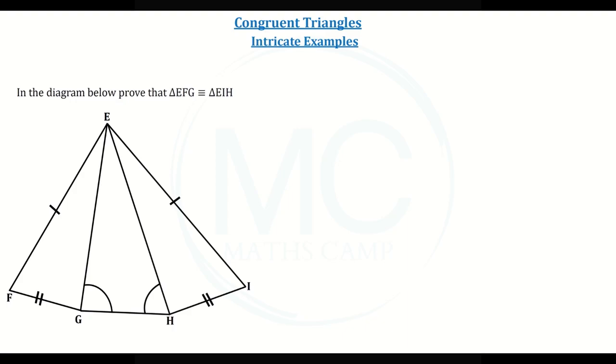In the diagram below, prove that triangle EFG is congruent to triangle EIH. Let's start by highlighting our two triangles. Let's make triangle EFG red and triangle EIH blue. We can also write down our 4 possible reasons for congruency at the top of the page.